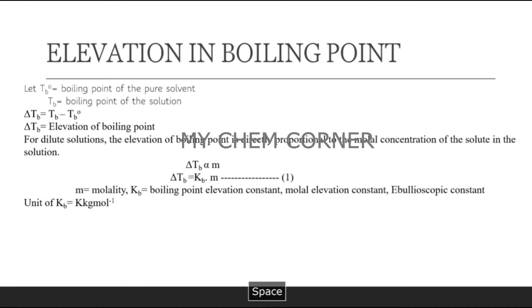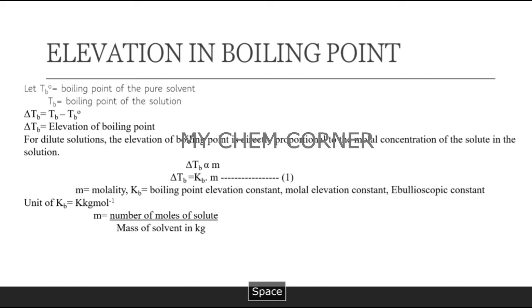Alright, now what is the unit of that Kb? When I take out Kb, I have delta Tb by molality. Delta Tb is obviously temperature, so the unit is going to be Kelvin. Molality, we know the SI unit is mole per kg, so you write down kg per mole over there. So when you look at the unit, this is going to be Kelvin kg per mole. That's going to be the unit of Kb.